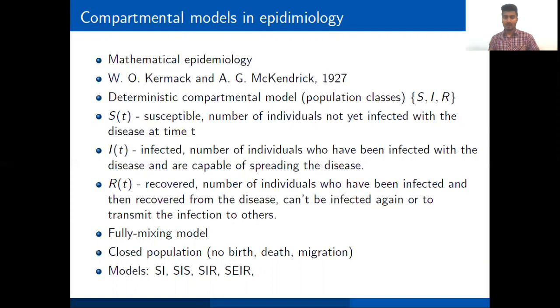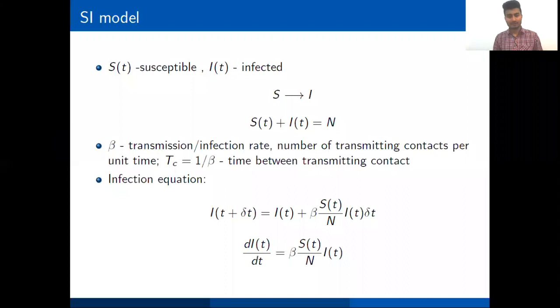The models we have here are the SI model, SIS model, SIR, SEIR, and all these different kinds of models. We'll talk about some of them today. Let's begin with the SI model, the first, simplest model. Susceptible people are the healthy people, and infected people are those already infected by some sort of virus, let's say coronavirus. And we clearly have two groups here.